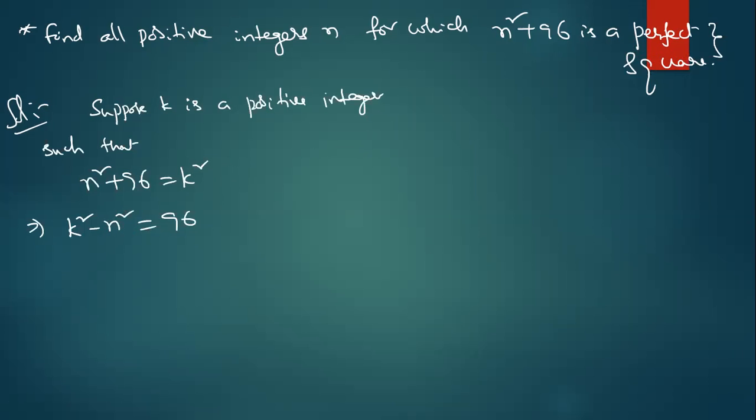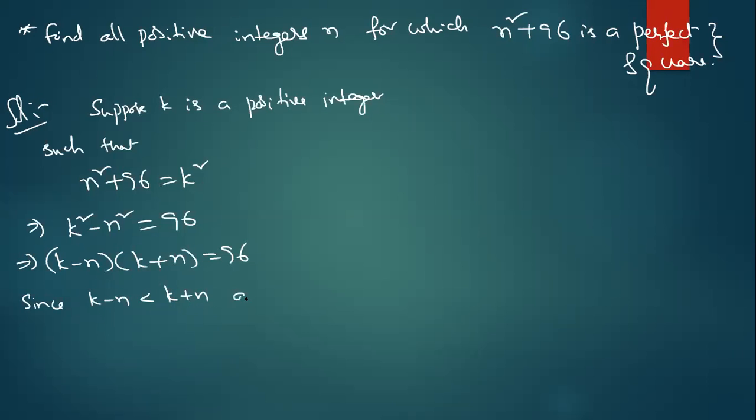From this case, what you are observing: 96 means k square minus n square, a square minus b square. What is the formula? K minus n into k plus n. What you are observing, k must be greater than n. So clearly k minus n should be less than k plus n; the smaller factor is less than the larger one.